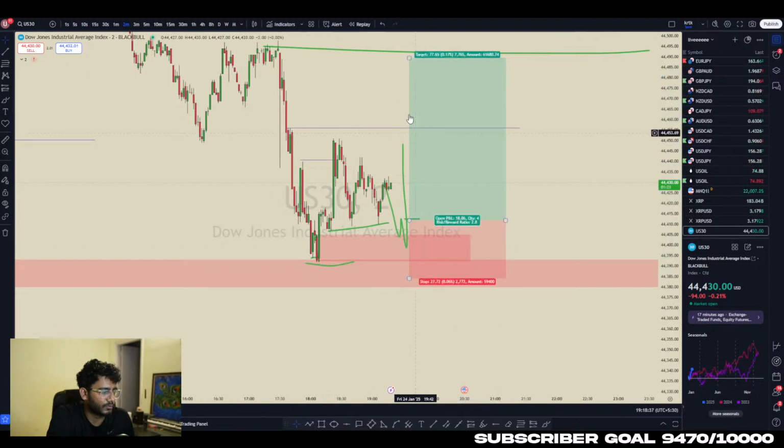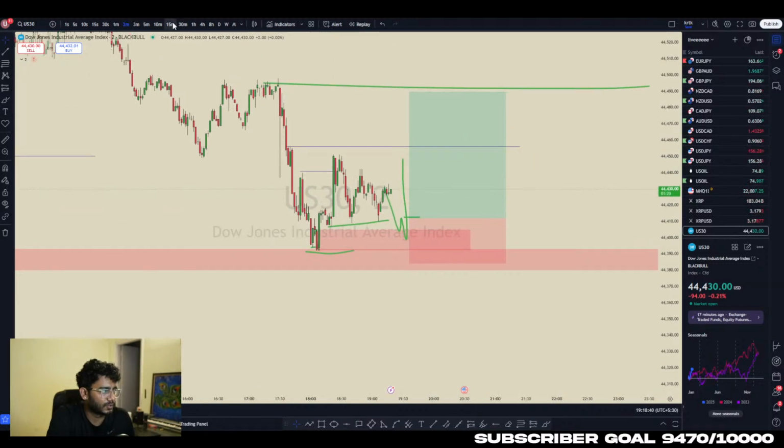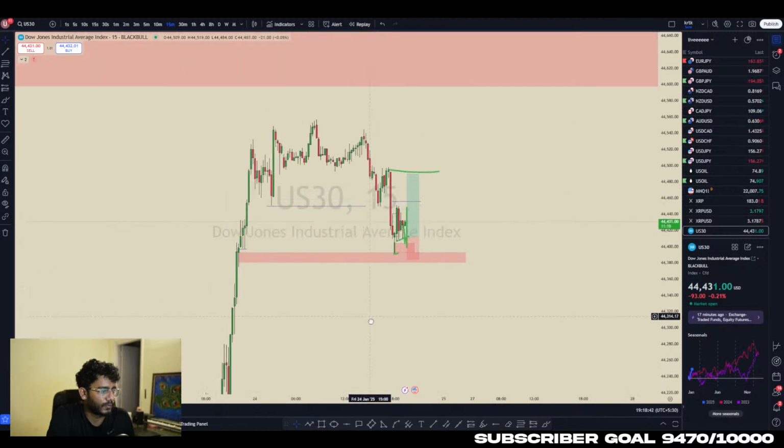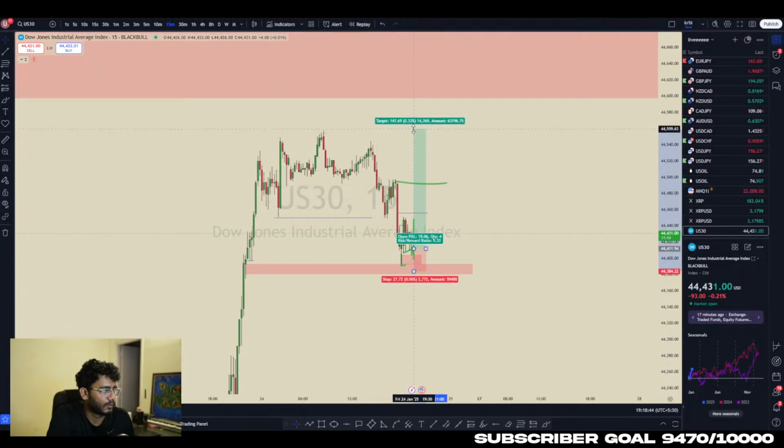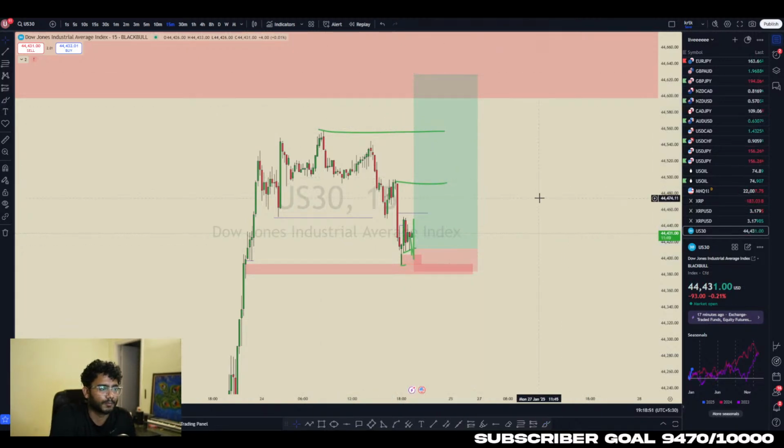Stop loss below this low, and the next high will be your target. For example, in this case, this is the first target, and if price continues to the upside, the next demand zone will be our target.